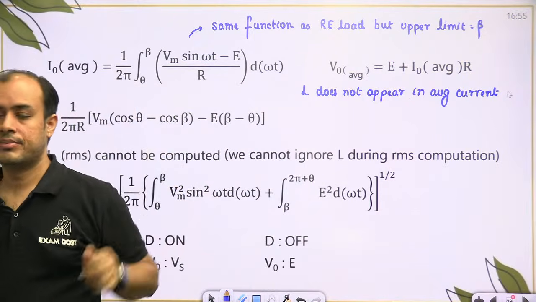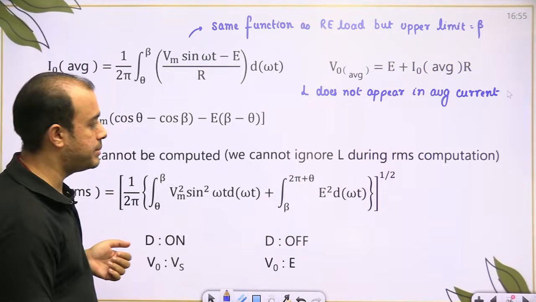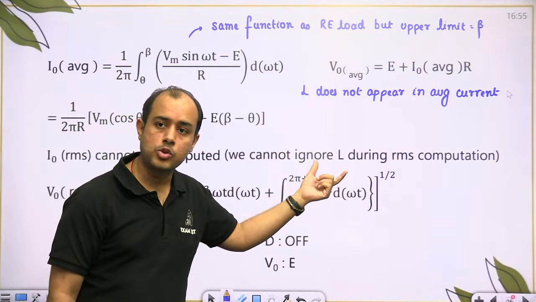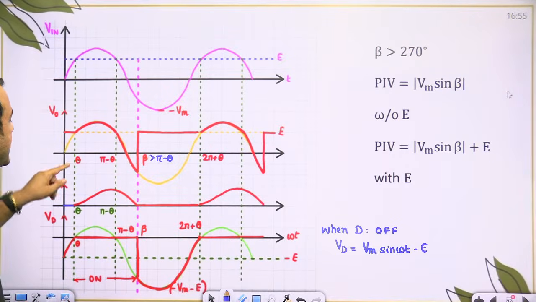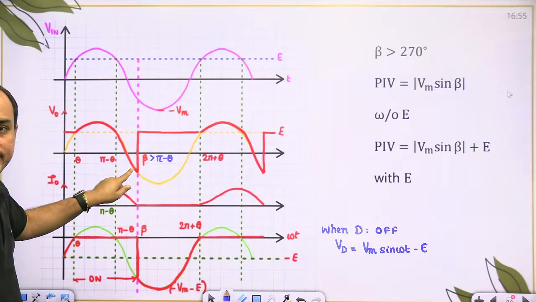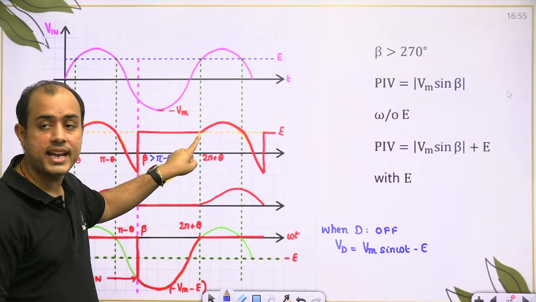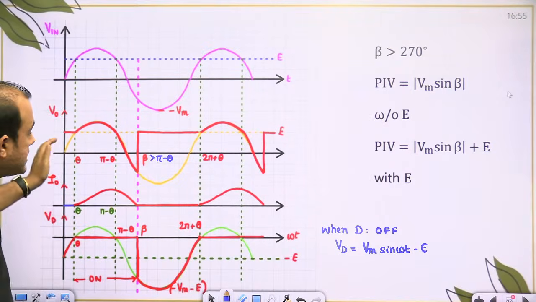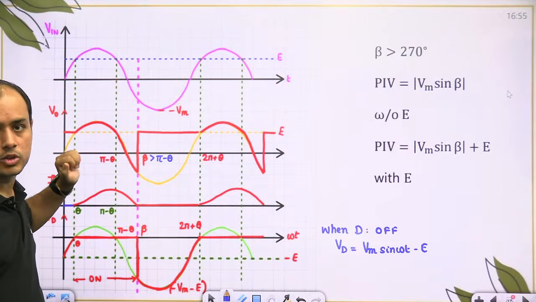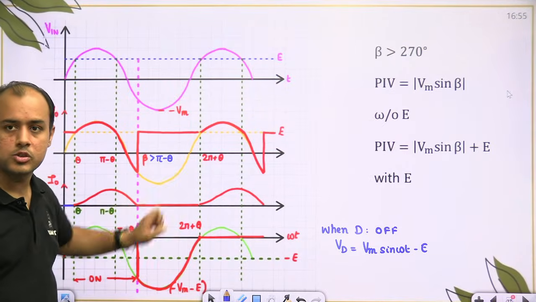Now for RMS, you cannot calculate RMS directly because you cannot ignore the inductance. But you can calculate VRMS from theta up to beta. It will be the supply voltage. From beta up to next cycle 2 pi plus theta, it will be E. थीटा से बीटा तक डायोड ऑन है तो सप्लाई को फॉलो किया, और बीटा से अगली बार तक किसको फॉलो करेगा?